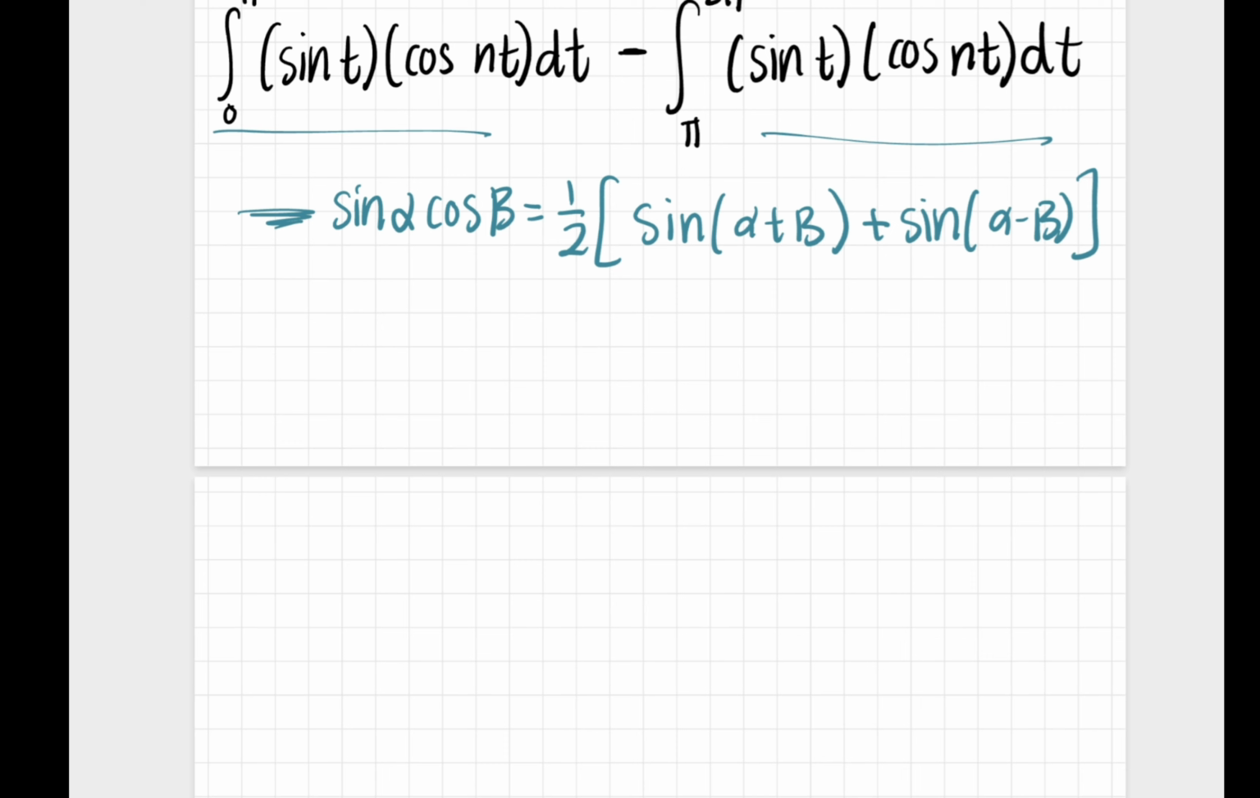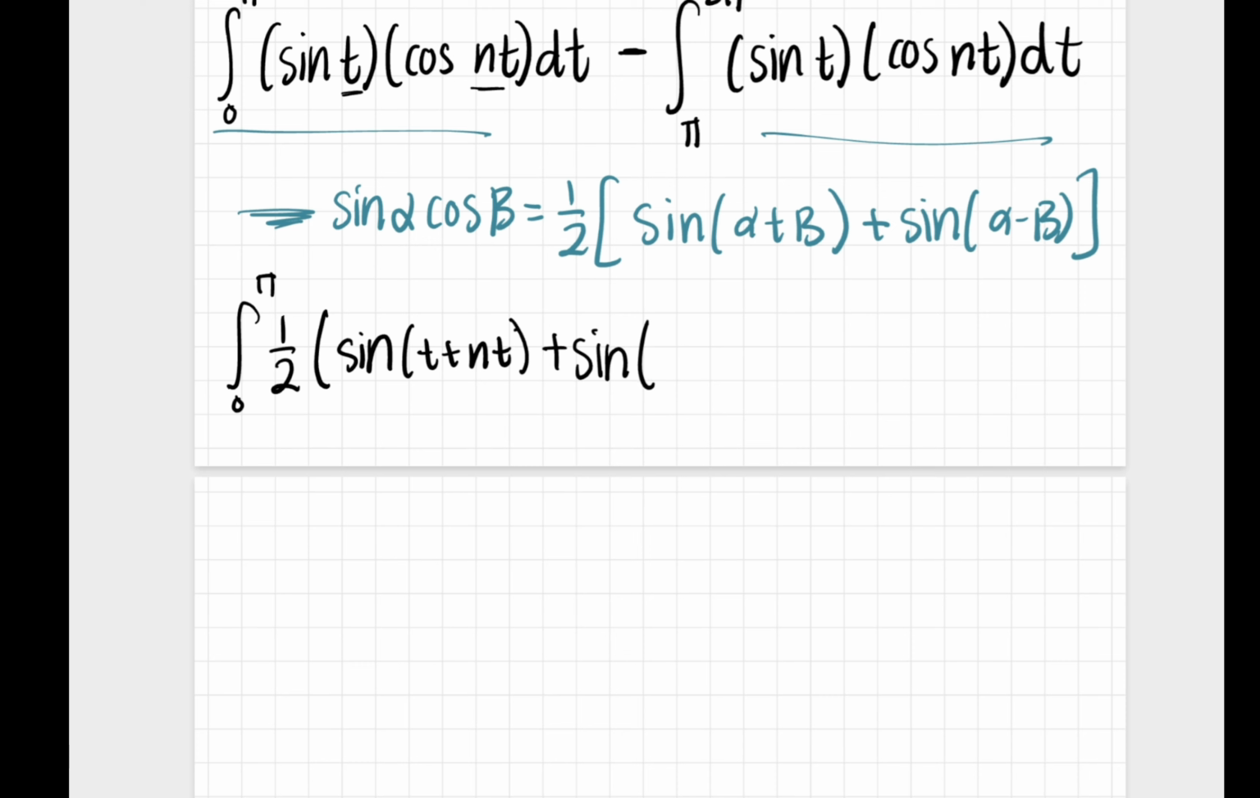So we can do the integral from 0 to pi of 1/2 sine, we have to add t and nt, so that's basically t plus nt. And then we also have to add sine of alpha minus beta, which is t minus nt, dt, and that's just this part.